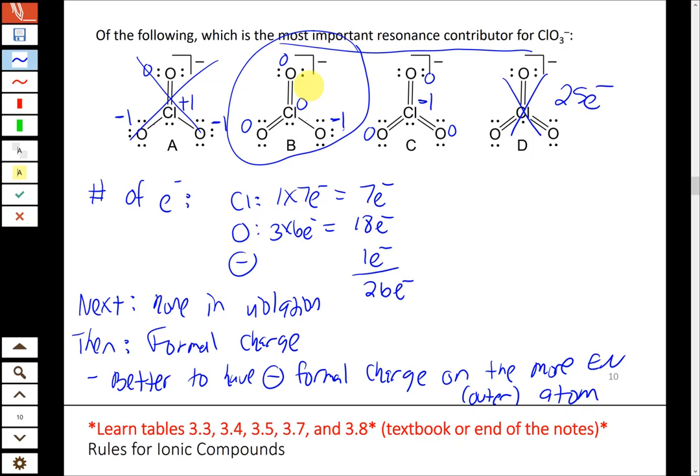Okay, so any questions on resonance or what we covered today? Yeah? So for the octet, is it like in most cases that you can go above the 8, but you can't go below the 8?